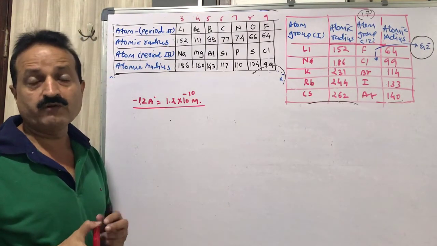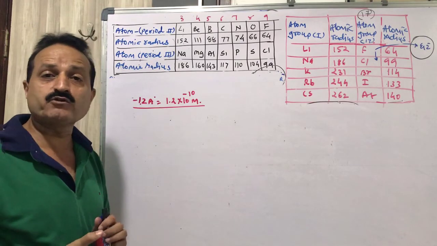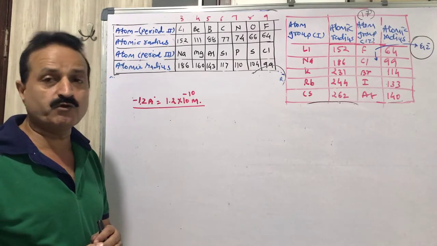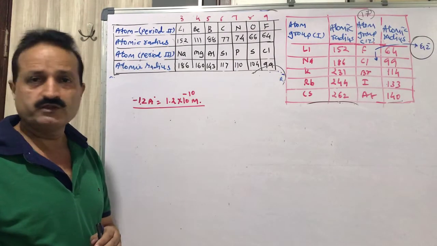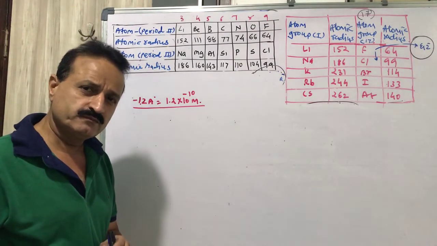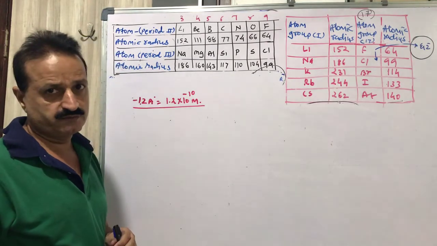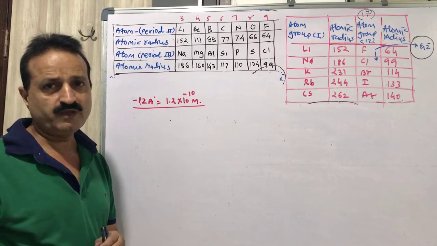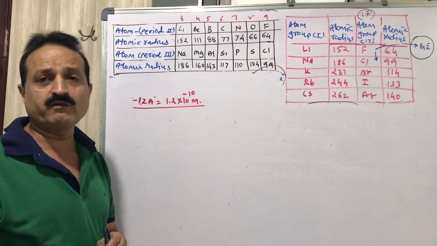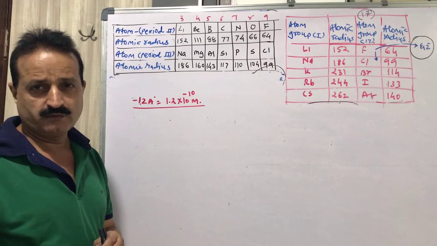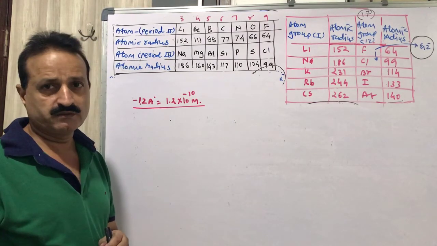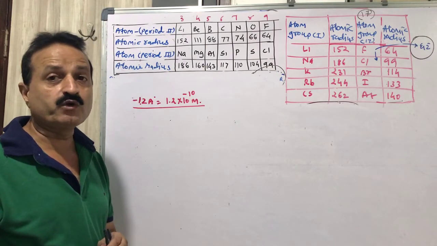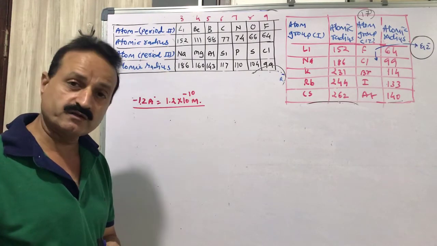So it is very difficult to measure the size of an atom. How can we calculate the radius of an atom? It is very difficult. So scientists made one trick. For a non-metallic molecule, the size is measured between two atoms from the center.